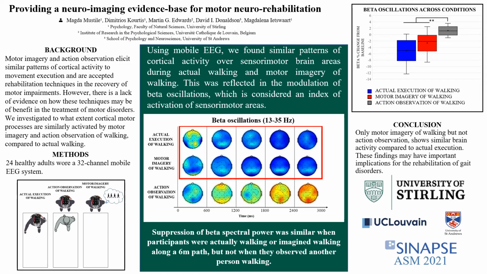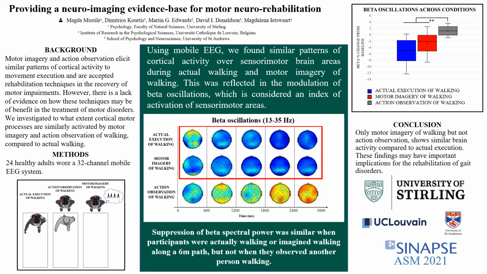We asked 24 healthy participants wearing a 32-channel mobile EEG to complete 3 experimental conditions. In the actual execution of walking condition, they were required to actually walk on a 6-meter path and to perform 6 consecutive steps. In the action observation of walking condition, they were asked to stand without moving and observe a person walking on the 6-meter path. In the motor imagery of walking condition, they were first trained to focus on the feeling as if they were moving, and then to imagine walking on the same path and mentally doing 6 consecutive steps.